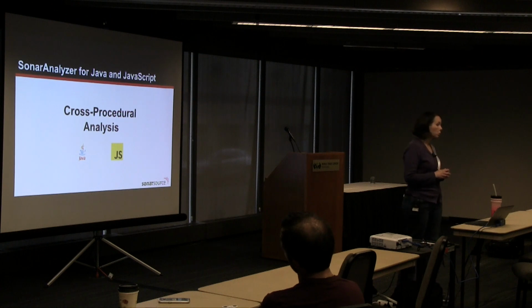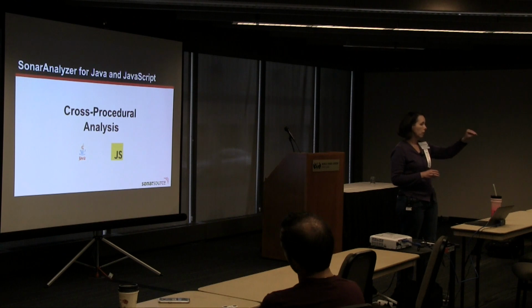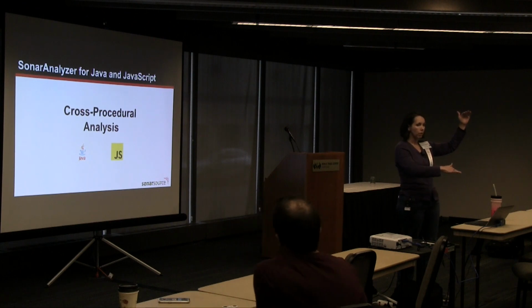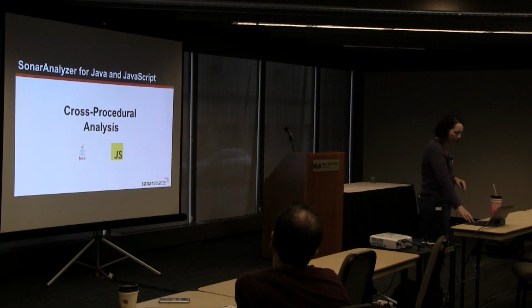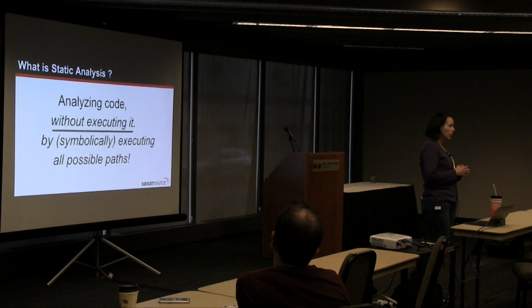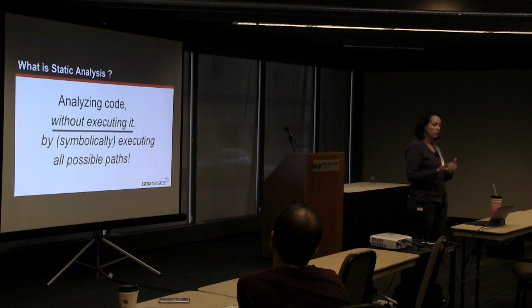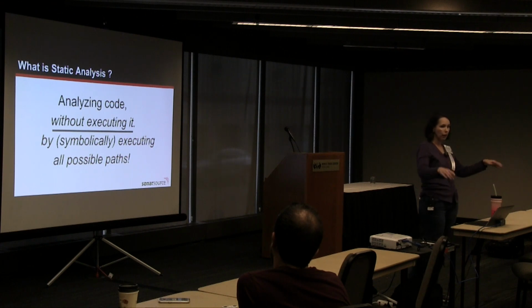Beyond that, you get into cross-procedural analysis, where you start following the values from method call to method call to method call, so that if you set it to null here, but you dereference it in a different method, we can still detect that. So earlier when I said that static analysis is analyzing code without actually executing it, that's literally true. But figuratively, we are symbolically executing it by following all the different paths to understand what the potential outcomes are.